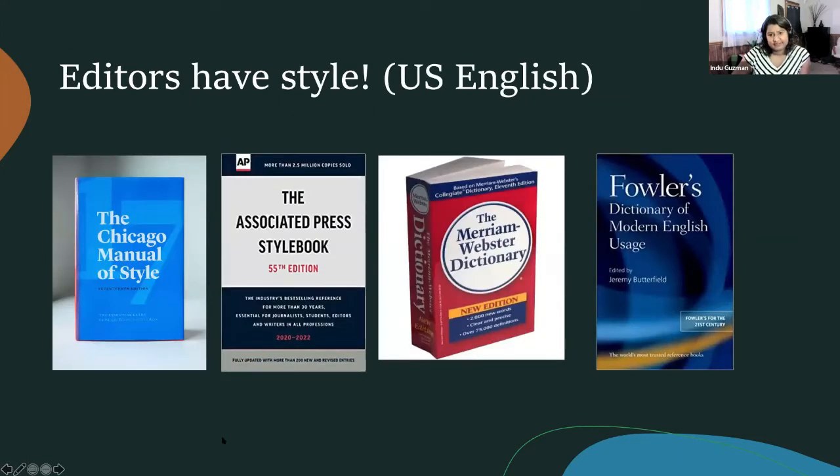So editors have style guides for US English. If you're working primarily in US English, these are some great resources here. The Chicago Manual of Style is considered the default style guide for US publishers, and it's very comprehensive. It's generally used for general book publishing, sometimes corporate communications. And then they also have the AP Style Guide, or Associated Press Stylebook. That is mostly used for journalists and reporting. It really focuses on spelling, avoiding bias, and headlines, those kinds of things.